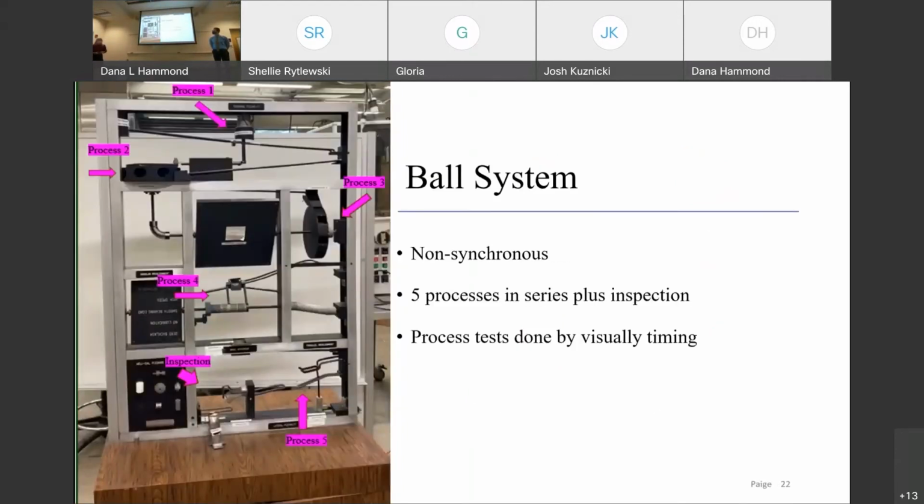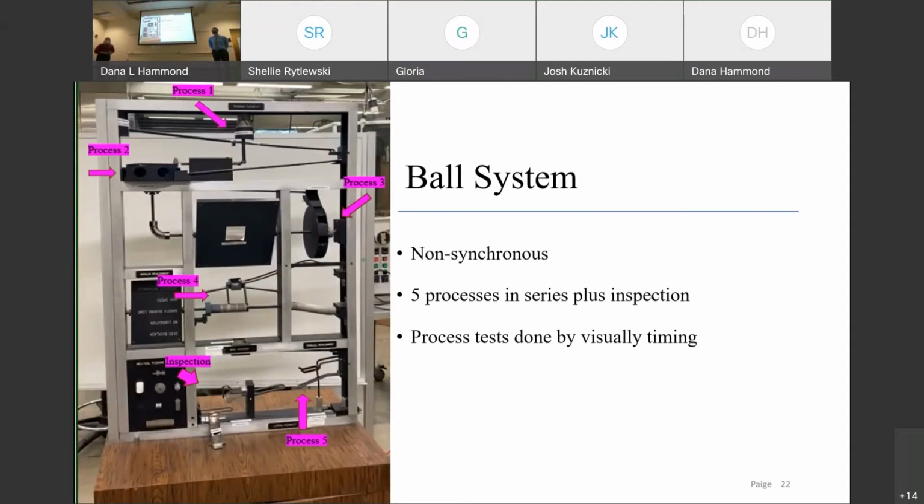So the next system that we looked at was the ball system. As opposed to the other one, this one is known as a non-synchronous process, meaning it produces product randomly based off small variations within the process, like a ball rolling through and stopping at various intervals, or how a restaurant makes food on demand as it's being ordered. How it works is when the system's running, multiple balls roll through the track and stop at 5 different processes, plus inspection and then storage.